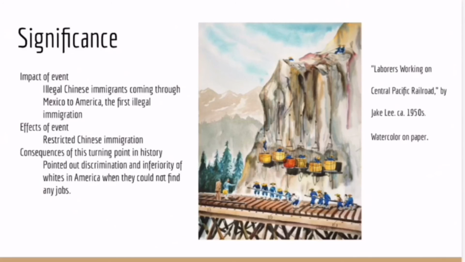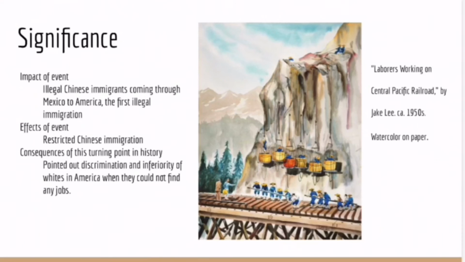The impact of this event was illegal Chinese immigrants coming through Mexico to America. This became the first illegal immigration. Immigrants chose to go through an easier way than gaining permission that was almost impossible. Effects of the event: restricted Chinese immigration led to less immigrant workers from China and many social implications. Consequences of this turning point in history.